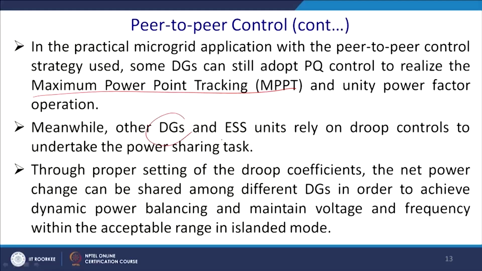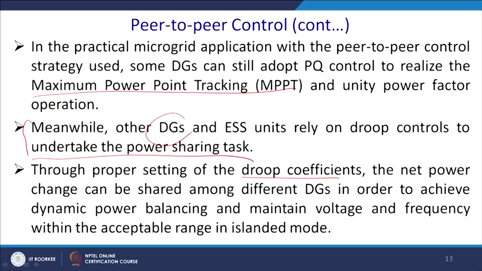Meanwhile, the DGs and ESS unit rely on the droop control to undertake the power sharing task. So, which will sink the power, which will take the power, that aspect like what you have seen in case of the parallel operation of the alternator in your basic electrical studies, same thing will be done by the droop control. And it is not only the AC microgrid, it is also for the DC microgrid. Instead of the frequency and voltage, you will have the voltage only, DC voltage.